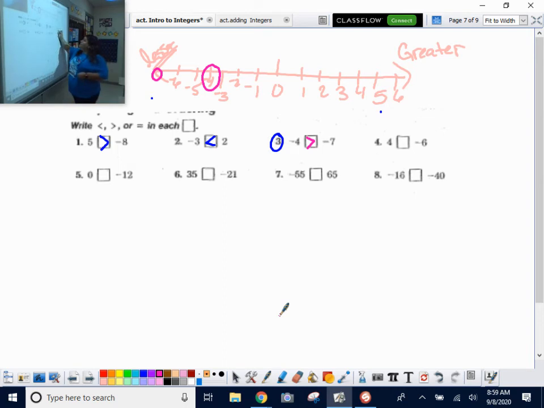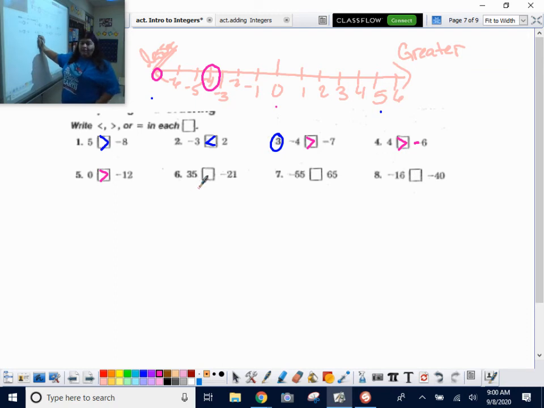How about +4 compared to -6? It is greater than. All positives are greater than negatives. Good. Ooh, how about number 5? We have 0 compared to -12, which is way down there. The 0 is actually greater than the negatives. And just so you remember, 0 is neither positive nor negative. It has no charge. It's just 0. It's neutral, okay?